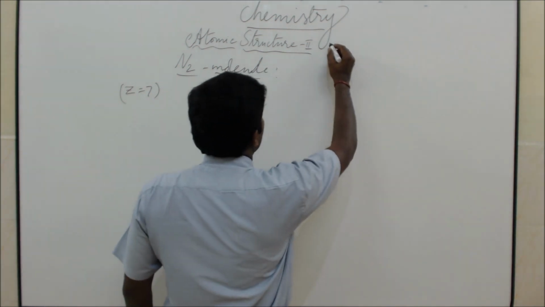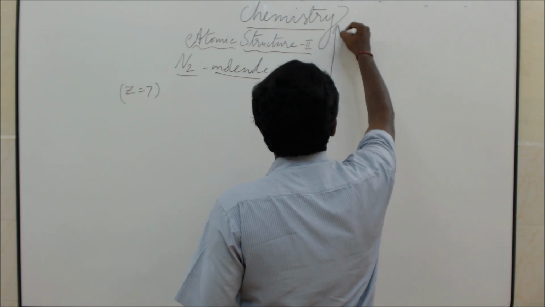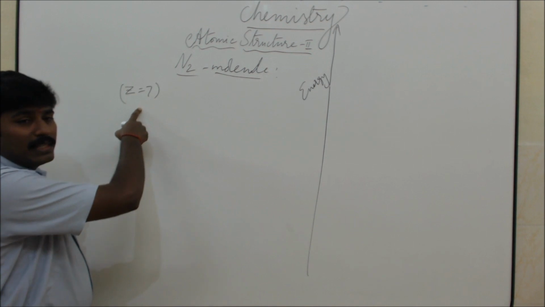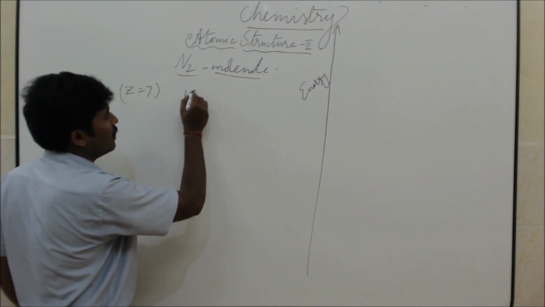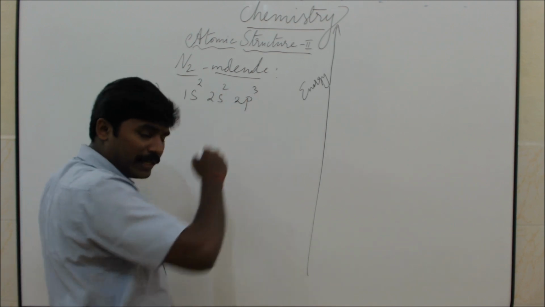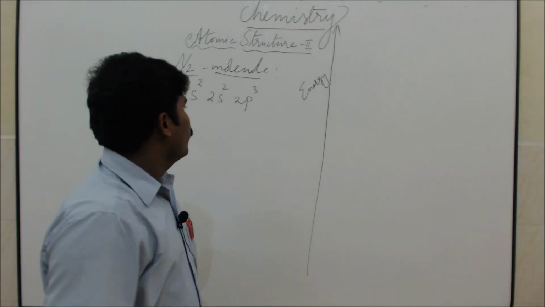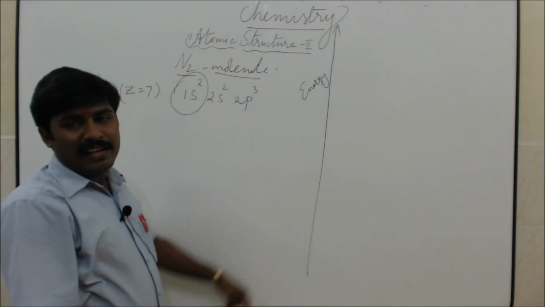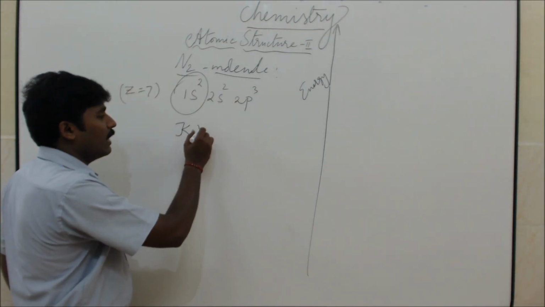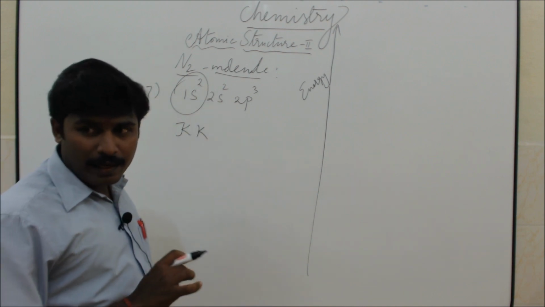Here is the energy level. According to the Aufbau principle, electrons are filled in increasing energy level. The atomic number is 7, so the electronic configuration is 1s2, 2s2, 2p3, that means 2px1, 2py1, 2pz1. Normally, when we draw the diagram, we need not draw the 1s orbital because a very lengthy diagram would come. Instead of 1s2, you can represent K, K. K means the first two electrons enter the K shell.